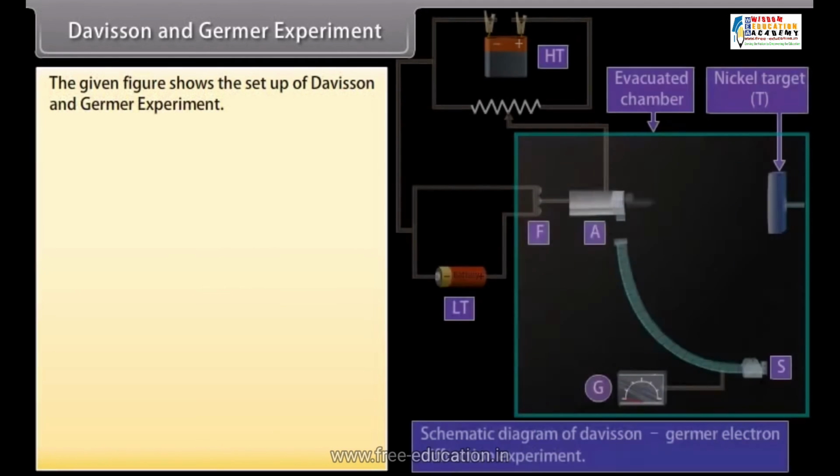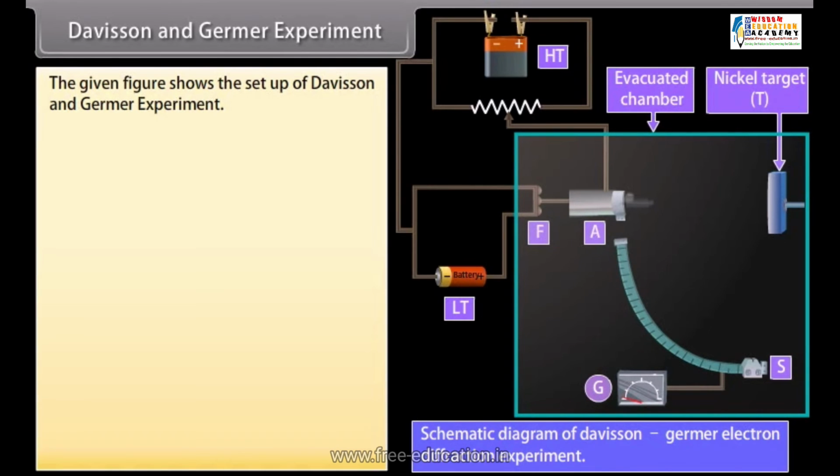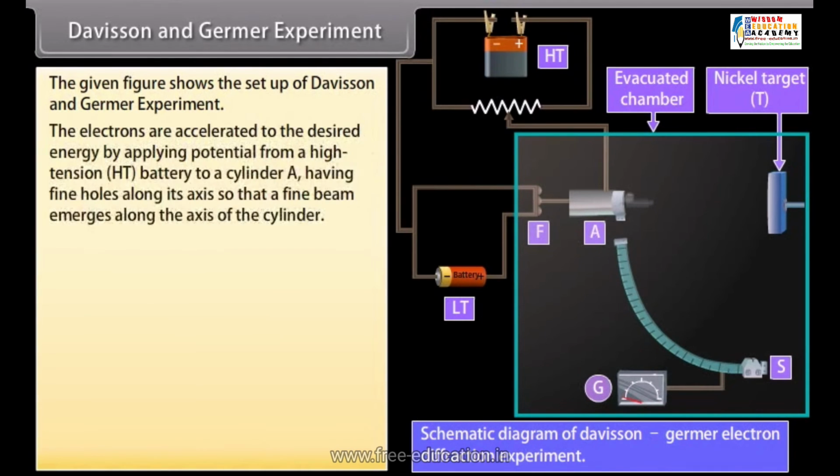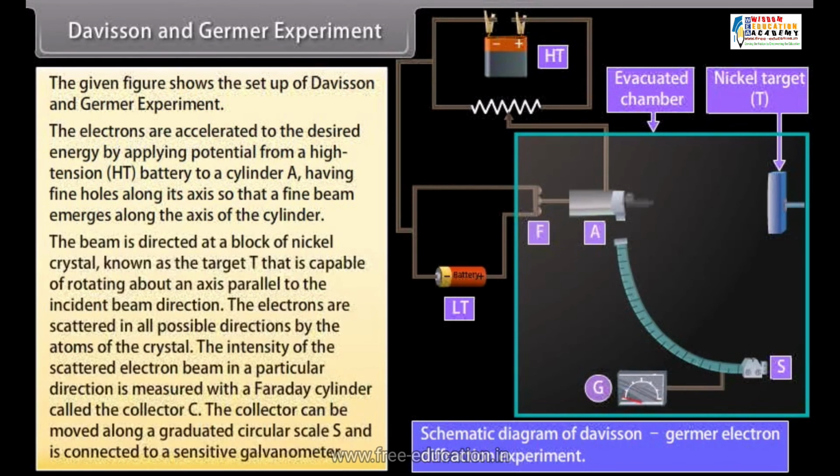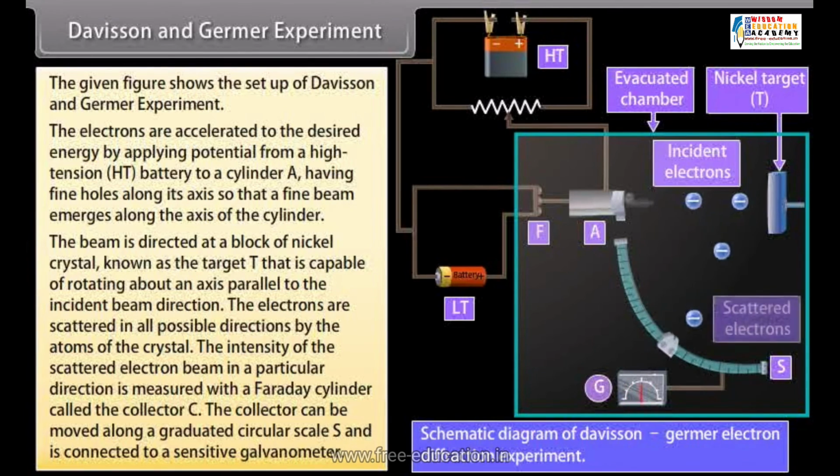Davisson and Germer experiment. The given figure shows the setup of the Davisson and Germer experiment. The electrons are accelerated to the desired energy by applying potential from a high-tension HT battery to a cylinder A having fine holes along its axis so that a fine beam emerges along the axis of the cylinder. The beam is directed at a block of nickel crystal known as the target T that is capable of rotating about an axis parallel to the incident beam direction.